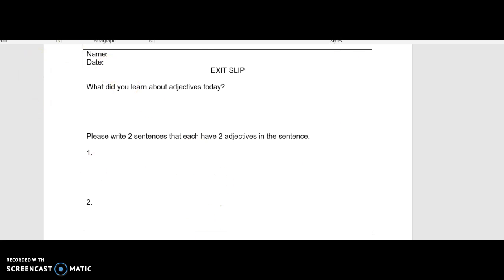And then once you are done with this, you can hand it to me, and then you can leave class. That'll be the end. And that will conclude our lesson on adjectives for the day. And then if there are any questions, I'll be sure to answer them before you guys leave.